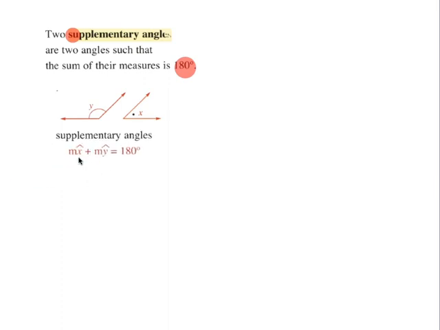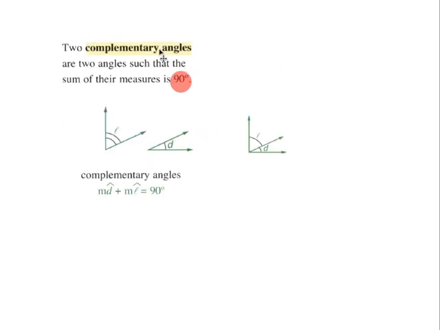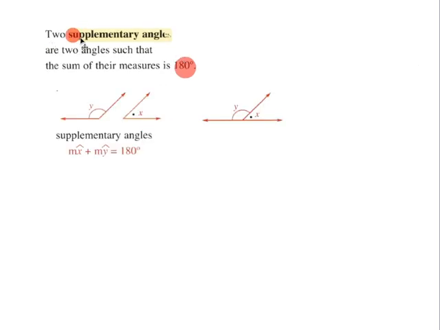The measure of angle X plus the measure of angle Y is equal to 180 degrees. When you put them together, as you see, it becomes a straight line here. So when we talk about supplementary angles, you will memorize 180 degrees. But when it comes to complementary angles, it's 90 degrees. Usually I confuse them, but I just check the S. When it's S, it's a straight line, so it reminds me of 180 degrees. So supplementary is 180 degrees.